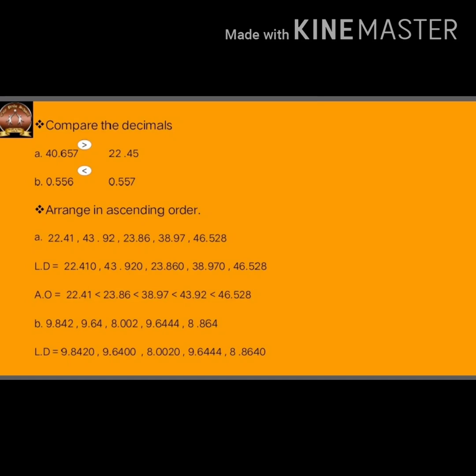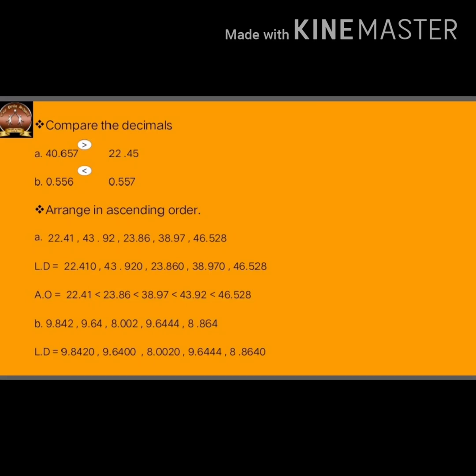Here, compare the decimals 40.657 and 22.45. So very first thing is I will compare the whole numbers. The whole number itself says that 40 is greater than 22. So the decimal number 40.657 is greater than 22.45. Let us see the B example.